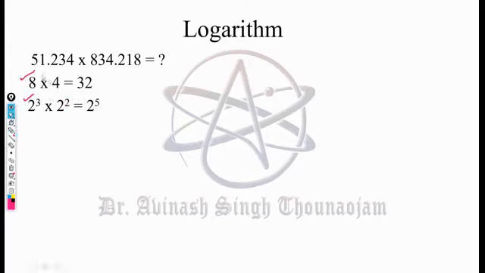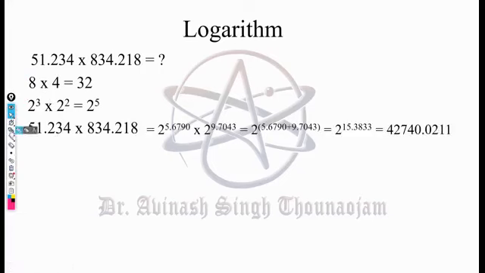Okay, now the original problem, these numbers we want to multiply. If somebody can tell you that 51.234 is 2 raised to this much, you don't know how to find this, but if somebody tells you this, and if somebody tells you that this can be written as 2 raised to this much, as soon as you know this multiplication becomes easier because all we do is add the exponents. So the answer is 2 raised to 15.38.